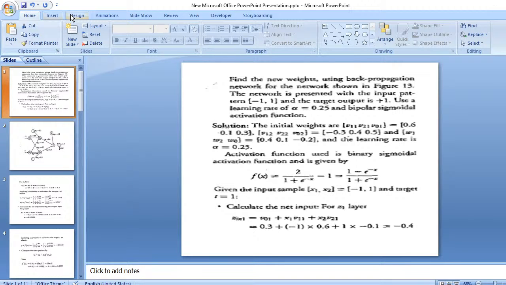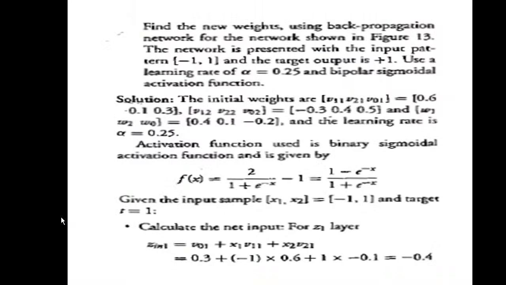So the second problem of the backpropagation neural network. The problem is like this: find the new weights using backpropagation network for the network shown in the figure. Okay, and there is one diagram given, right? The network is presented with the input pattern -1 1 and the target is +1. So the target is given as +1.